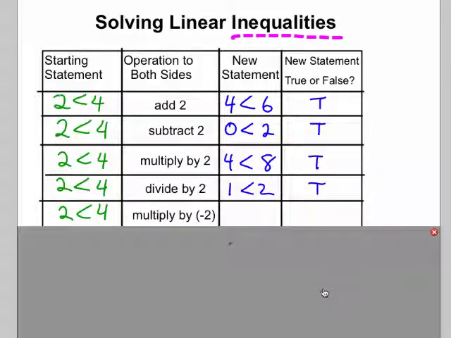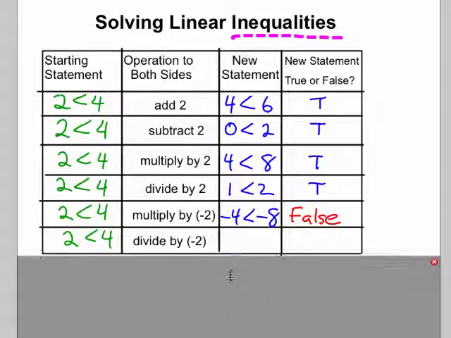Next scenario. Let's multiply both sides by negative 2. So the left side would become negative 4. The right side would become negative 8. And is negative 4 less than negative 8? It's not. It's false. All right, so that's the first time that's happened.